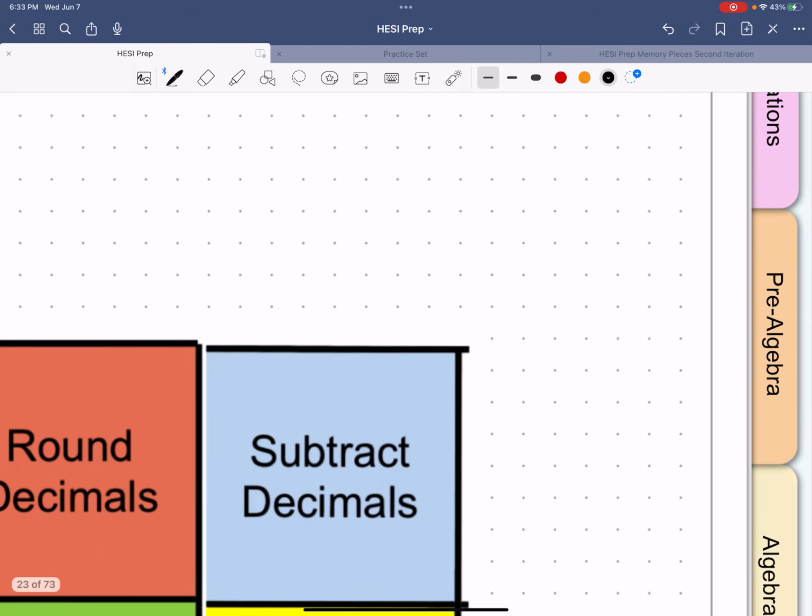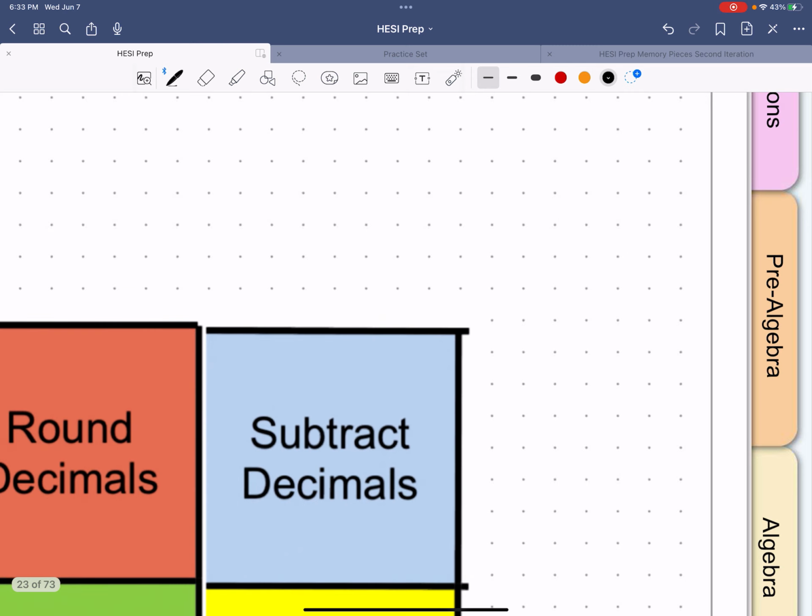To subtract decimals, let's use the example 16 minus 0.003. So again, you want to line up your decimals on the decimal points. And for the 16, that's a whole number, so you would need to add your decimal point. Add your zeros to even things up, and then subtract from there.